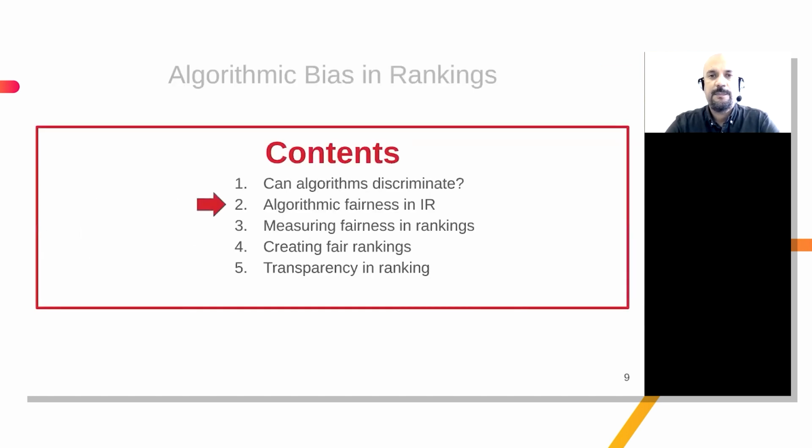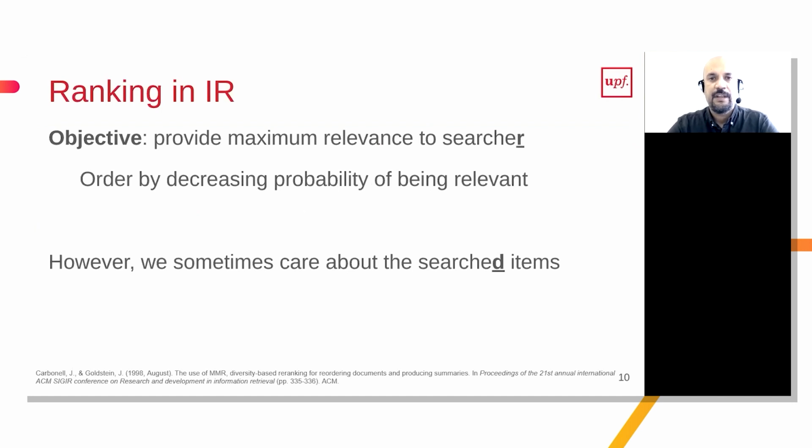So let's talk about algorithmic fairness in IR. Historically, the purpose of ranking in information retrieval has been to provide the maximum relevance to the searcher. This is why most search results are sorted according to decreasing probability of being relevant. Whenever you issue a search in any search system or information access system, what you will get are results sorted by decreasing probability of being relevant. So the first result will be what the system believes is the most relevant result for you.